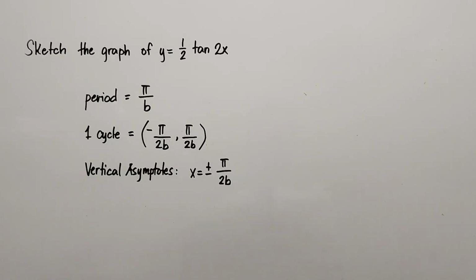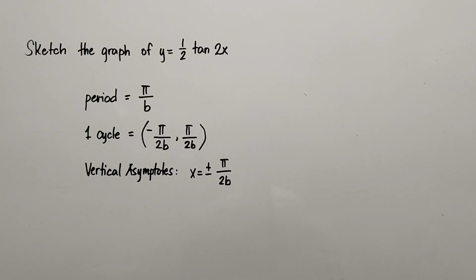In this given, sketch the graph of y equals 1/2 tan 2x. Since there is no condition as to how many cycles we need to show in the graph, by assumption, we need only to show one cycle of this graph.